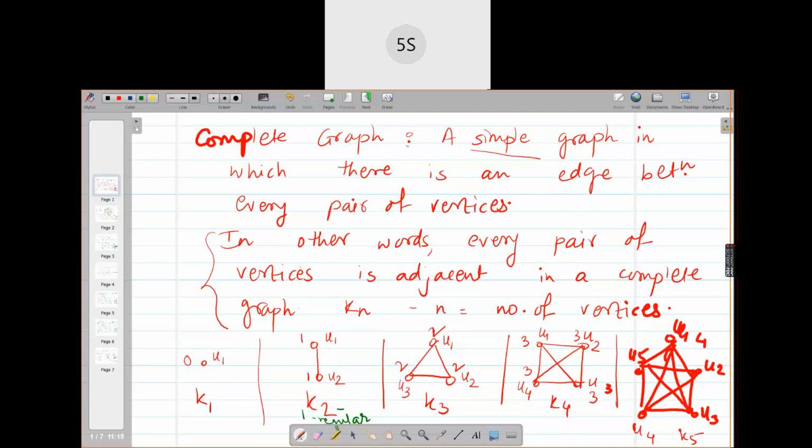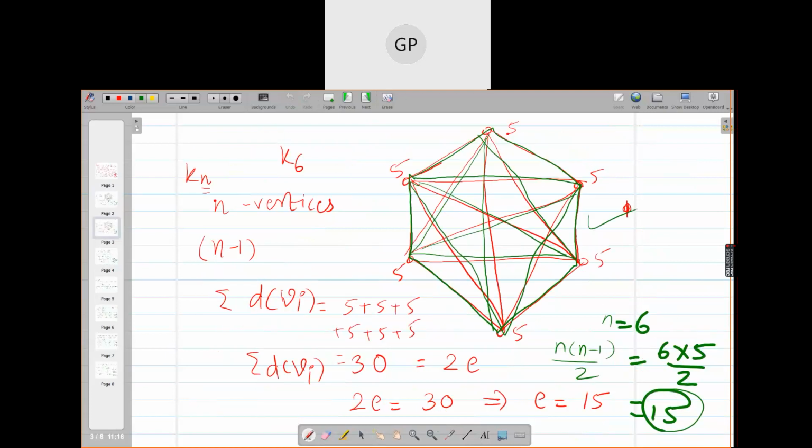Yes. K3 को क्या कह सकते हो? Can you say this is a 2 regular graph? Yes. Degree of each vertex is 2. In K4, degree of each vertex is 3. So it is a 3 regular graph. Right? What about K5? 4 regular graph. What about K6? 5 regular graph. Yes, exactly.